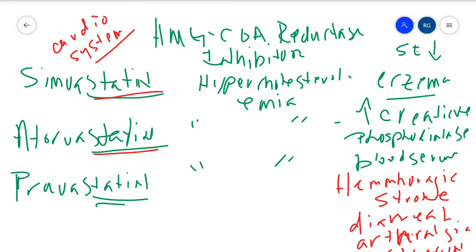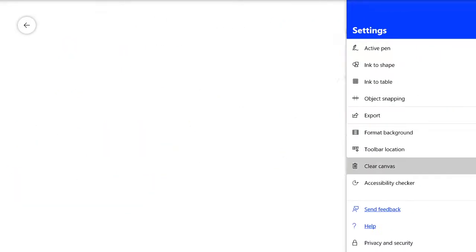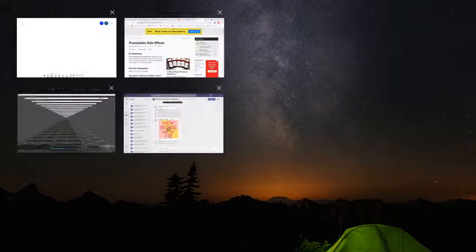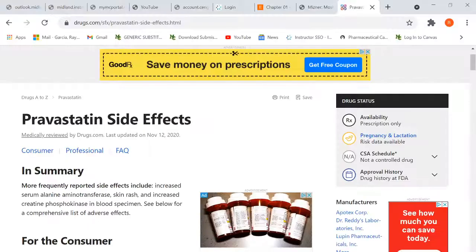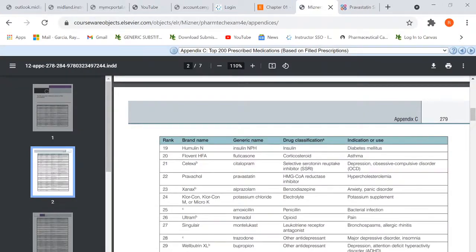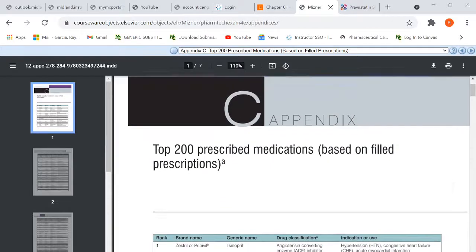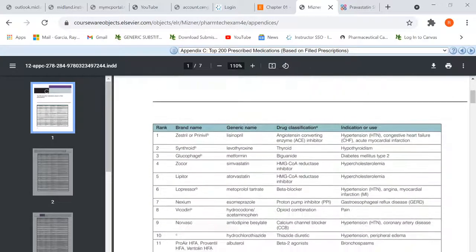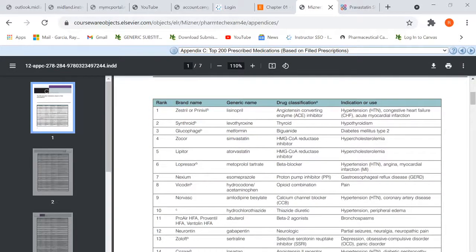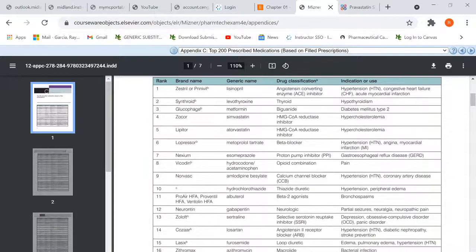All right, so let's move on to another one here. Clear that. I'm just trying to get y'all to understand your top 100s and how to figure them out, what they're for. I understand that's what a lot of the test is over, the medications part. So let's look at metoprolol tartrate.